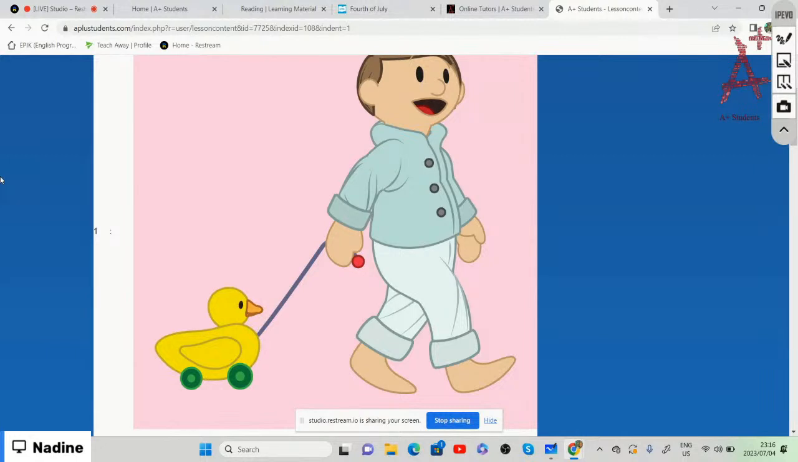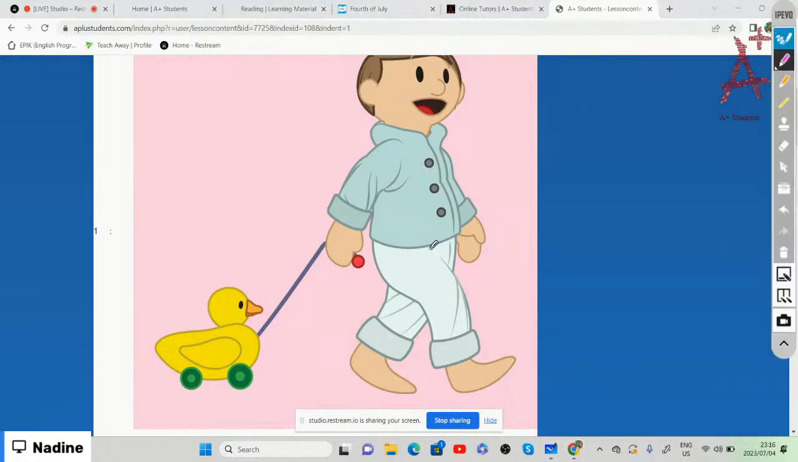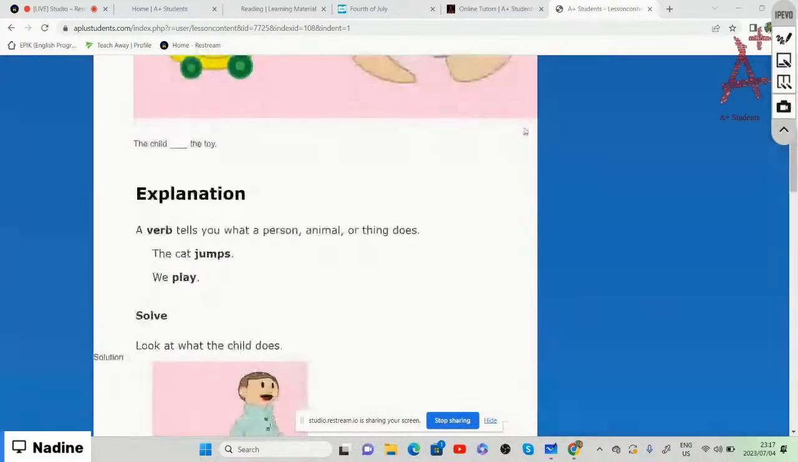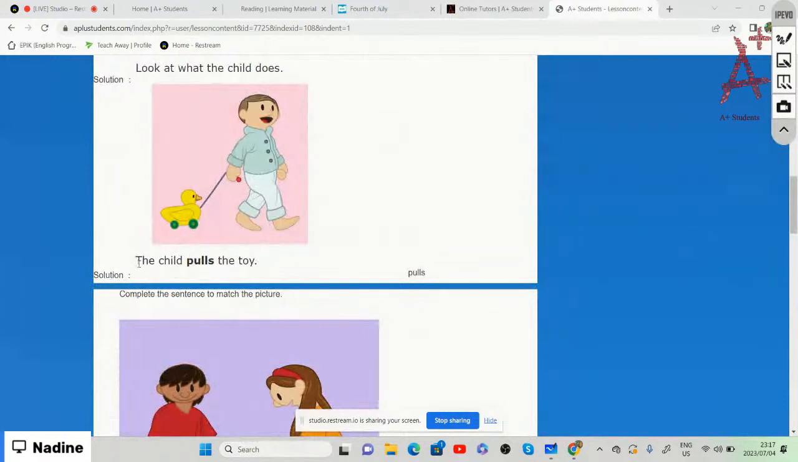All right. So if you say that the child play with the toy, then that is also correct. Why am I saying it's correct? Because that is the action, right? It's an action verb that shows what the boy or the child is doing, right? So then play is the action verb, or it is a verb. It is something that the little boy or the child is doing, right? Oh, so if we go down, then here it says the child pulls the toy, right?